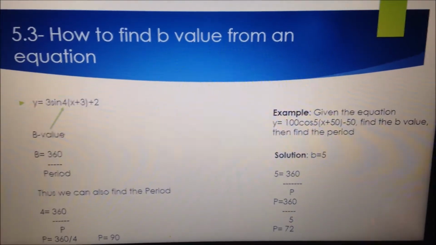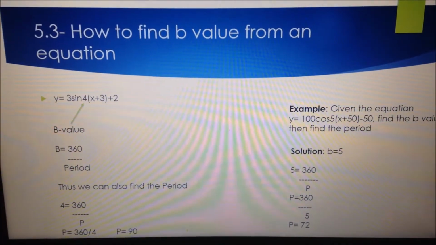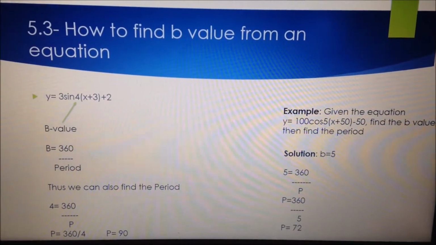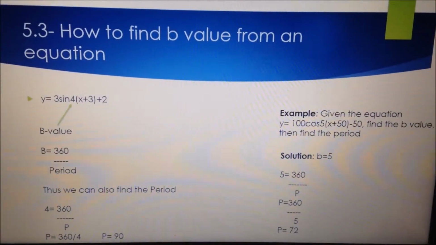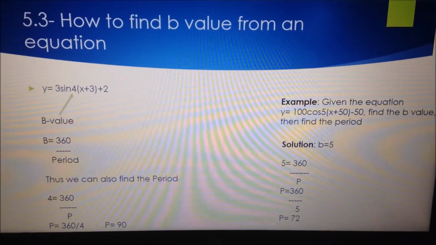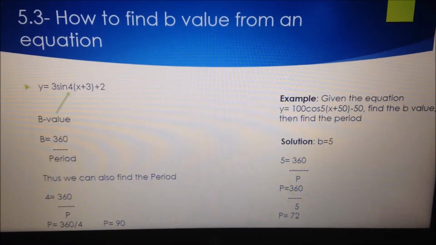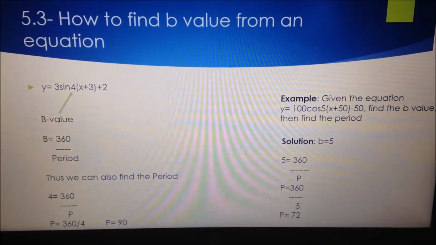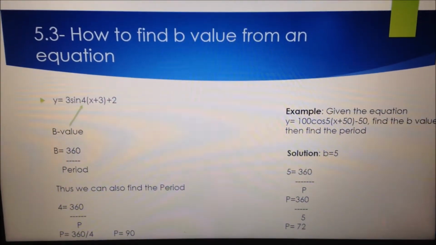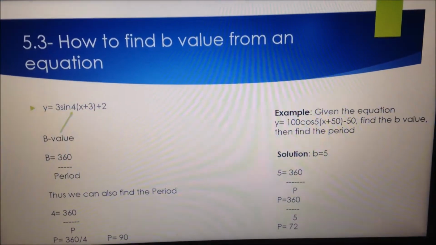So how do we find the B value from an equation? Well, the B value is right after the sine or the cosine in our sample problem. Sometimes it is the coefficient of the x inside the brackets, but it all depends if it's simplified. So the B value is given by the formula 360 divided by the period. So if we know the period, we can find the B value. But if we know the B value, we can also rearrange to find the period. So now let's take a look at this example question.